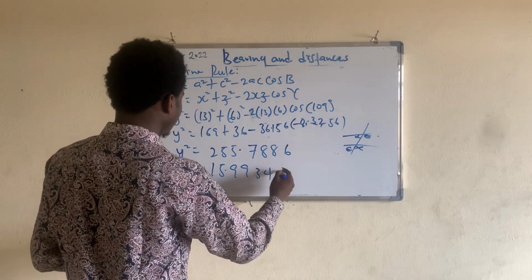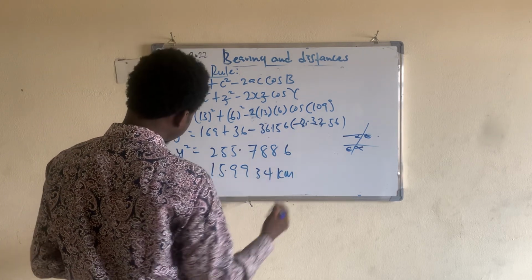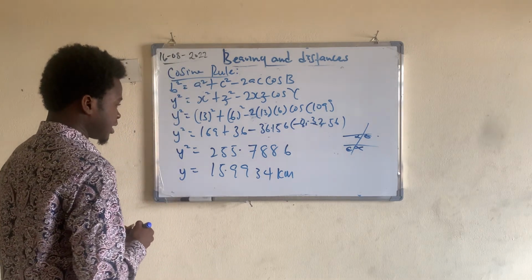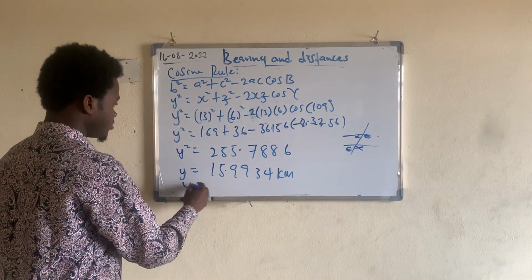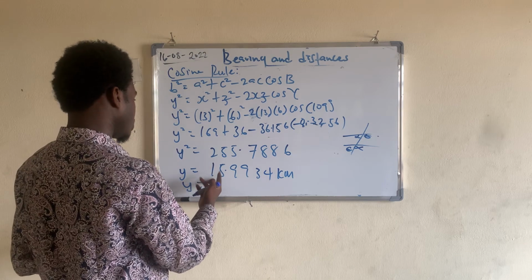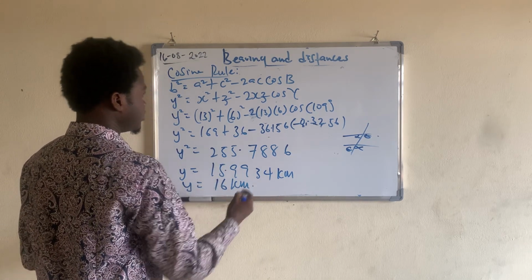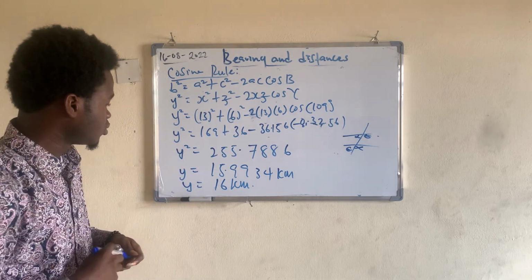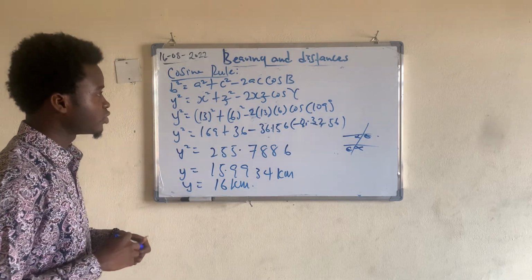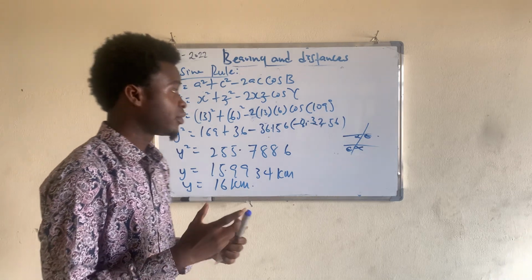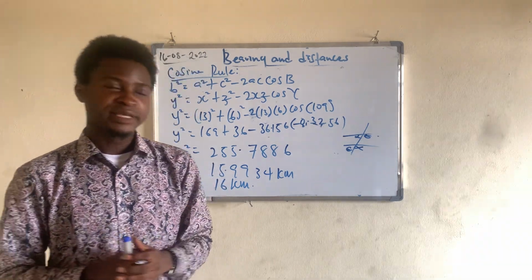15.9934 kilometers is the distance. So we can take this to the nearest significant figure, 2 significant figures. This becomes 16 kilometers to 2 significant figures. Now we have to find our bearing.